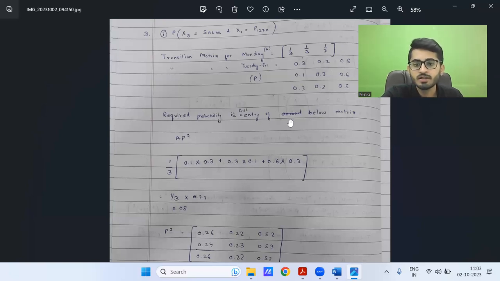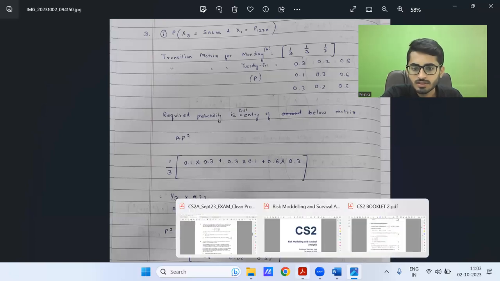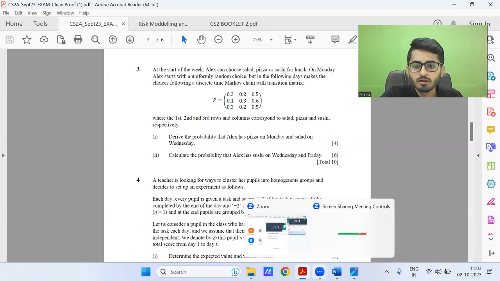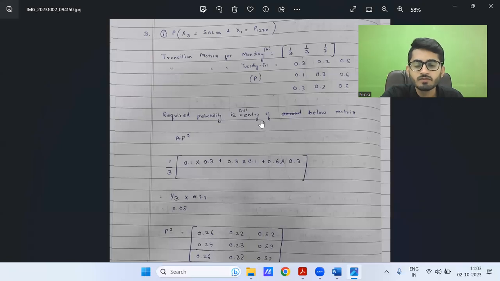So the required probability is the first entry of the below matrix. This corresponds to having pizza on the first day. Let me just check, have I mistaken something? First, second, and third row and column correspond to salad, pizza, and sushi. Okay, so I had pizza on Monday. Pizza is there, and we need salad on Wednesday. So it should actually be the second row and third column. What have I written? First entry of the below matrix. Anyway, I have taken 1 by 3 to come down to the second entry itself. So forget the Markov chain once. First, try to do it normally itself.